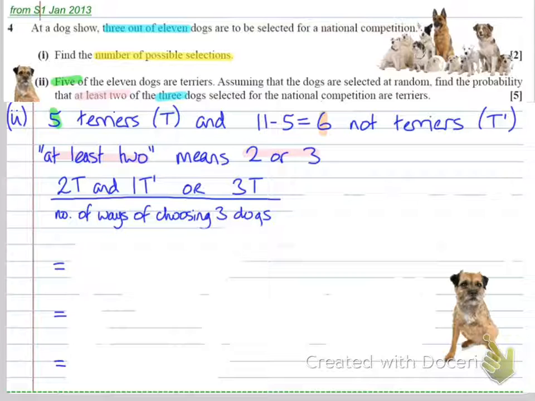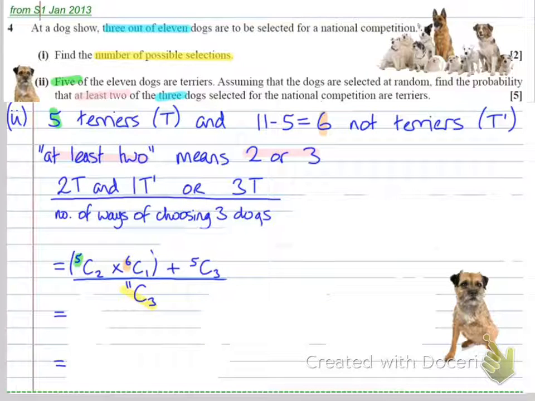So we've got either 2 terriers and 1 dog that's not a terrier. That's the bit that people might miss. Or all 3 of the dogs are terriers. So the denominator, that was the easy bit. We can use 11C3 from before.